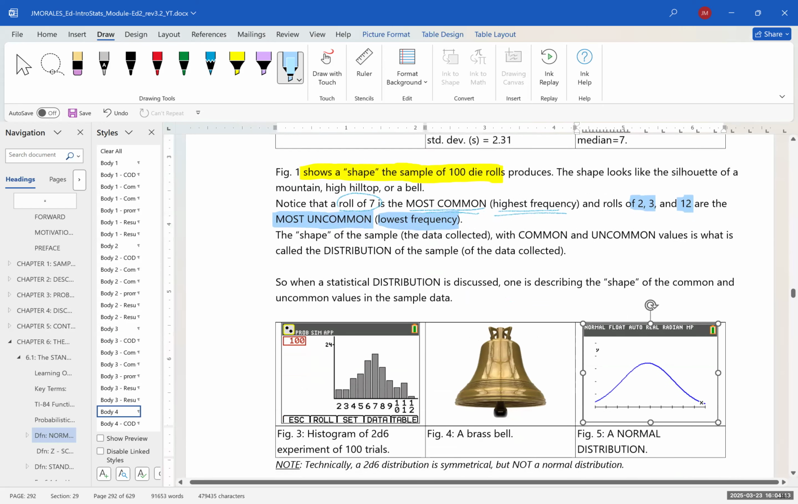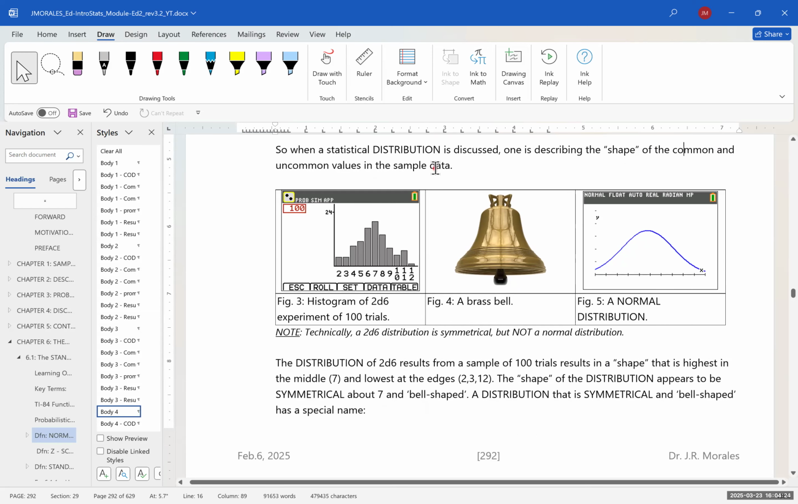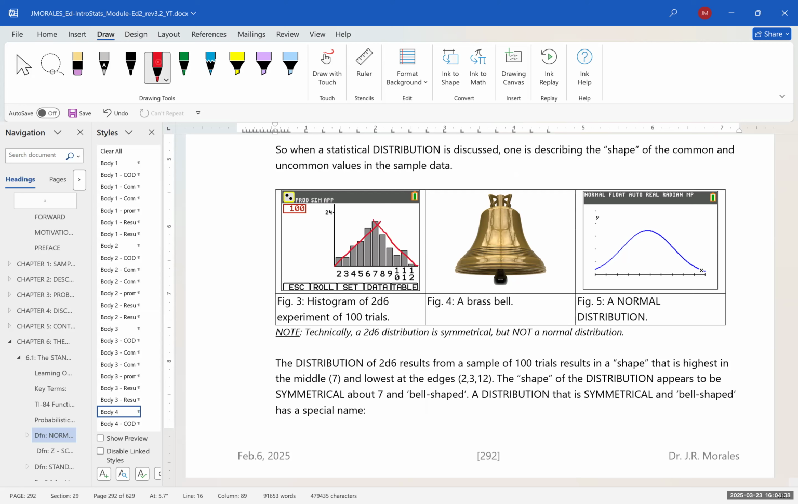So when a statistical distribution is discussed, one is describing the shape of the common and uncommon values of the sample data. So technically, however, for rolling two six-sided dice, it's symmetrical, but it's not bell-shaped. It kind of looks like a pyramid instead. That's still symmetrical about the mean.